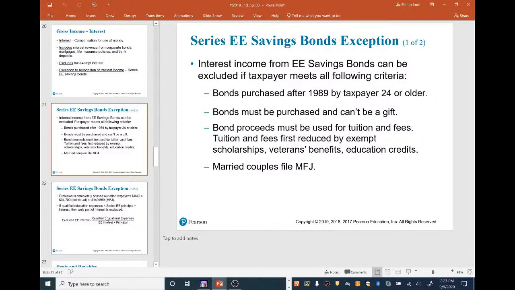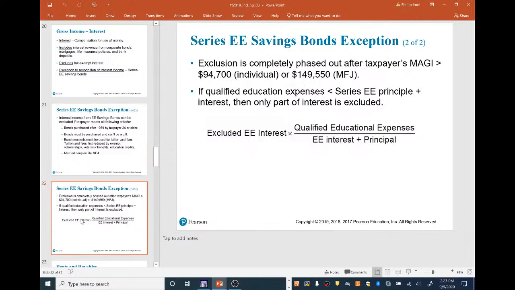Now, it is important to note that the exclusion is going to be phased out over certain AGI levels, so we'll get to that down here. The exclusion is going to be completely phased out after the taxpayer's modified adjusted gross income is greater than $94,700 for an individual filing, or $149,550 if you're married filing jointly.